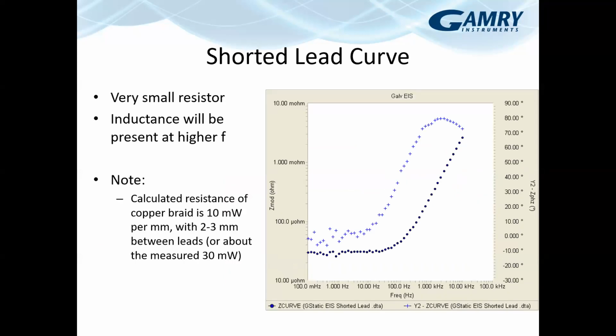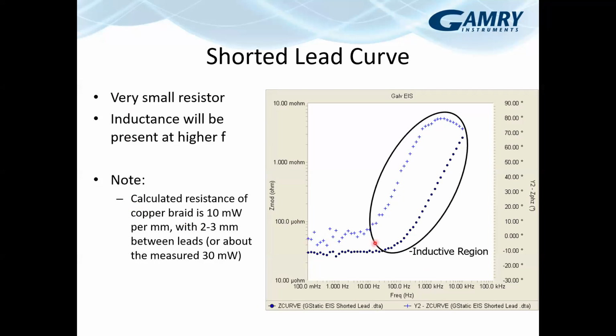So those are the resistor responses. The shorted lead curve is a little bit different. So shorted lead, we're going to try and short all the leads together, so we have an impedance that is as close to 0 as we can get it, and measure what the response is. So what we should see is a very small resistor with inductance at high frequency. So this is the inductive region.